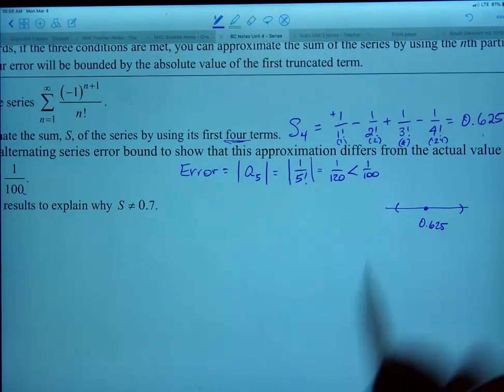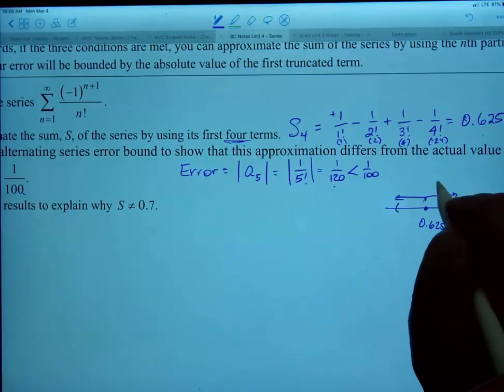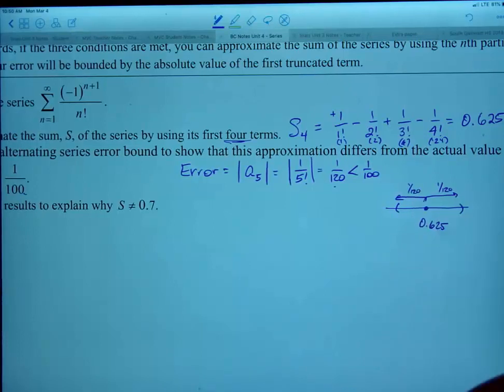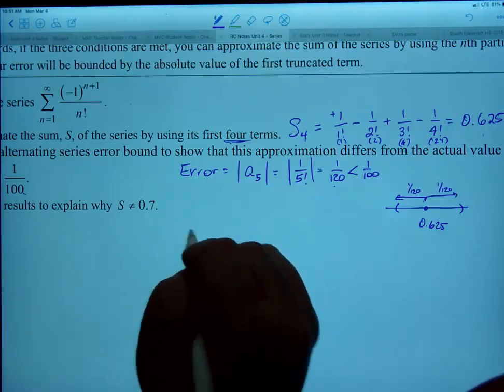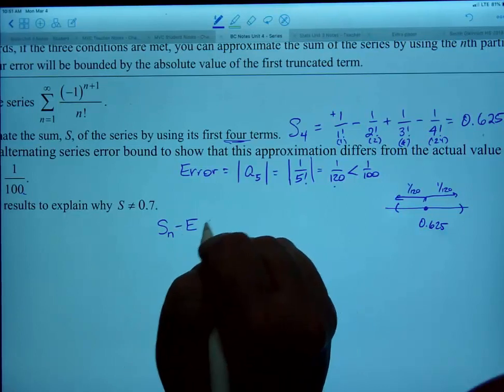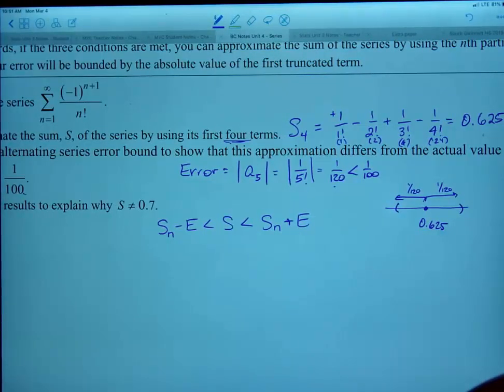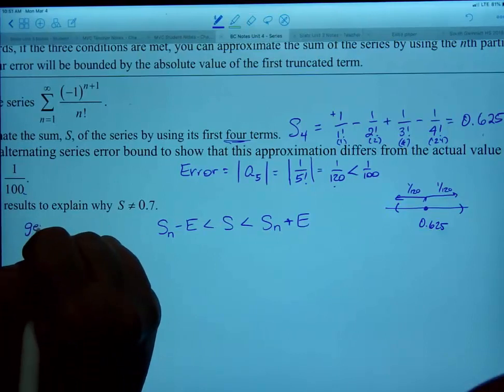So what does that mean in reality? What that means is this 1 over 120 is the width of the window. That's how far out you go in either direction, and you can be guaranteed that the sum will be in there. Okay? That's what the 1 over 120 is. It's the width of my window. And what that means is that, and that's where this formula comes from, S sub n minus E is less than S is less than S sub n plus E. This is the formula you wrote on your card. Let me kind of explain where this comes from. That's the generic formula for the window of error.